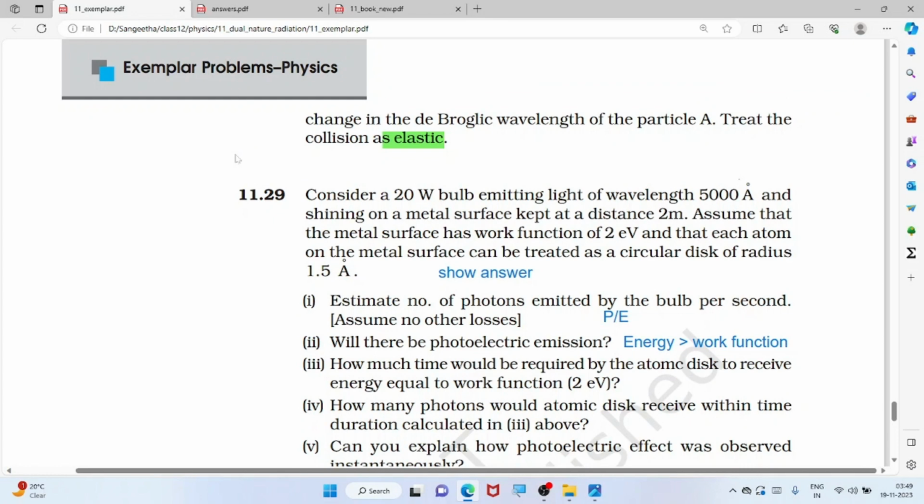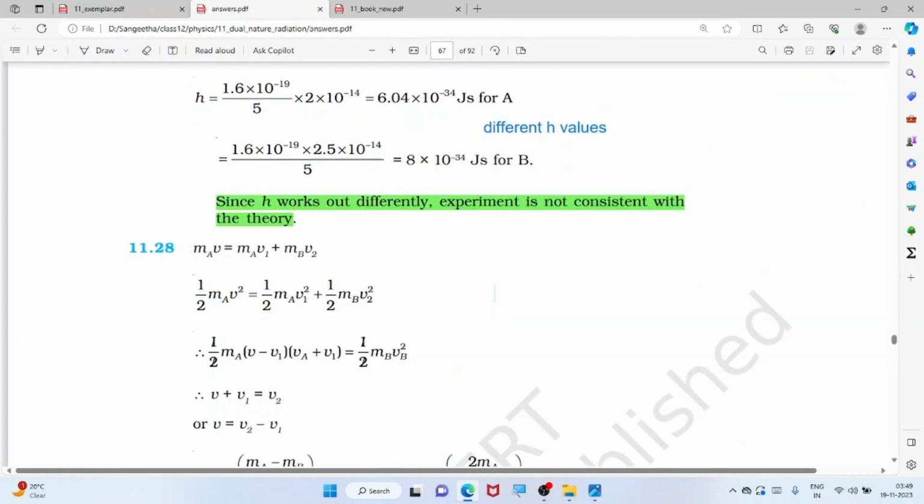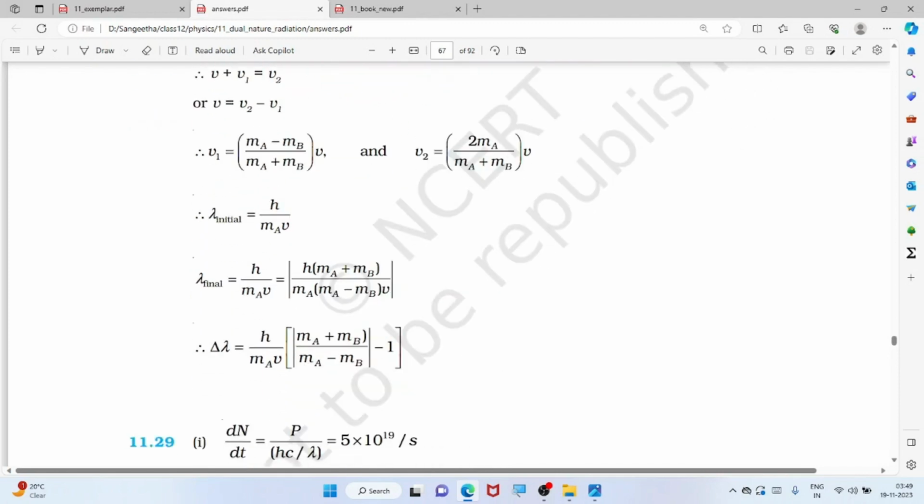This you can also go through: the elastic collision. Using the law of conservation of momentum, then their final velocities are this.